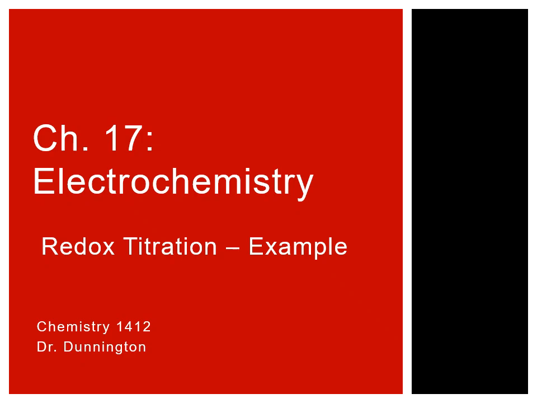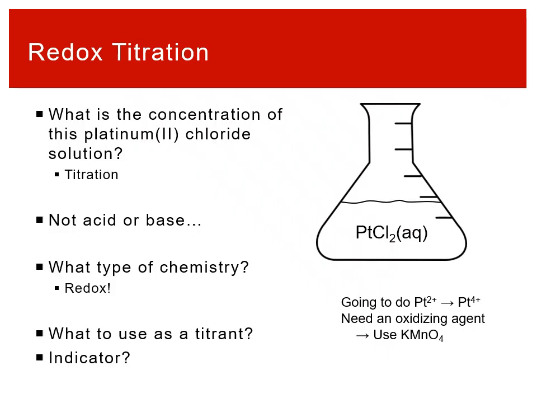Now that we've decided how to do our redox titration, we want to walk through what the experiment is actually going to look like. So I've decided my platinum 2 chloride solution, there's platinum 2 in there. I'm going to oxidize it to platinum 4 using the oxidizing agent KMnO4, potassium permanganate.